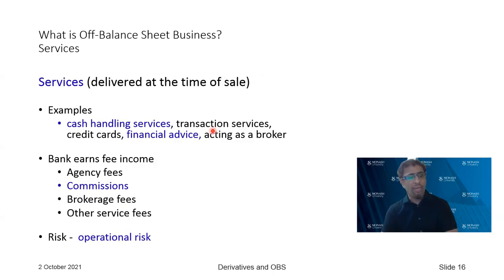Now, the services, banks do that. They deliver a lot of services. And for those services, they receive agency fees, commissions, brokerage fees, other service fees. And this is actually a considerable amount of money because they provide those services. Now, examples of those services can be cash handling services. For example, they move the cash of the banks through the ATM machines, from the head offices to the branches. They can do all those things.